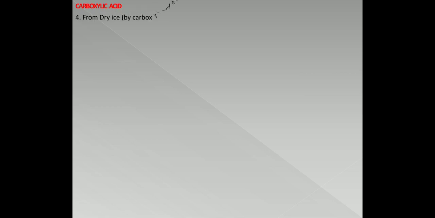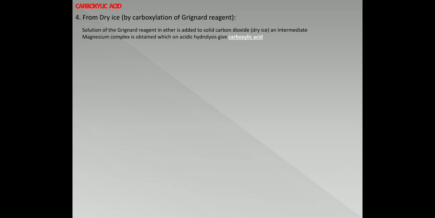Now, from dry ice, by carboxylation of Grignard reagent, see this reaction. A solution of Grignard reagent in ether is added to solid carbon dioxide, which is also called dry ice, and an intermediate, the magnesium complex, is obtained, which on acidic hydrolysis converts into the carboxylic acid.